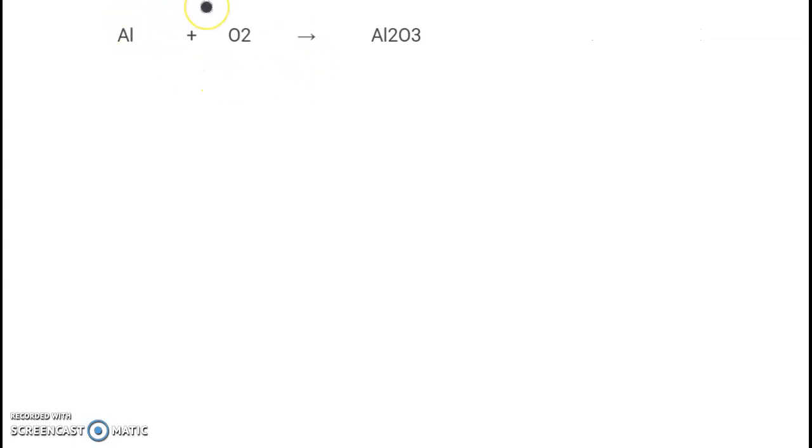Now let's do this one. I don't have the steps here, but I'm going to walk through the steps with you. What I like to do is create a chart. I have my reactants, and then I have my products. I'm going to start off. I have aluminum.